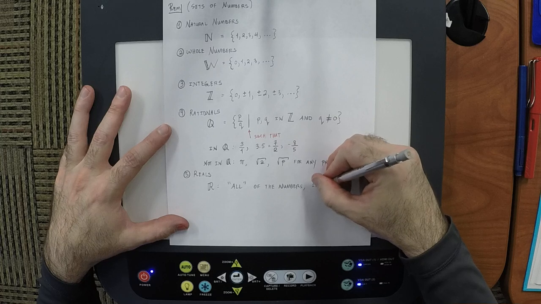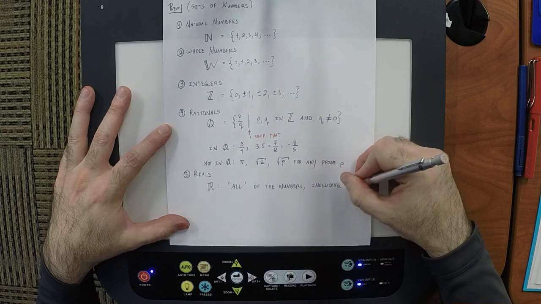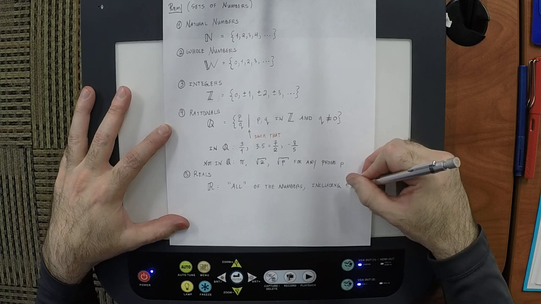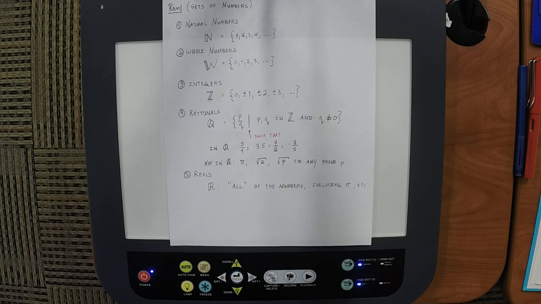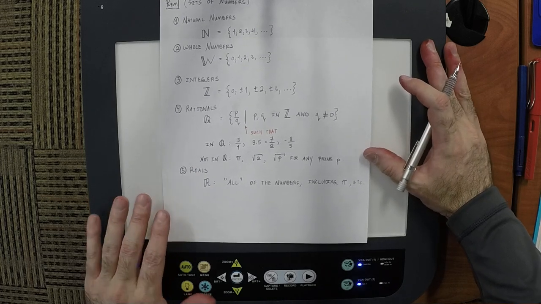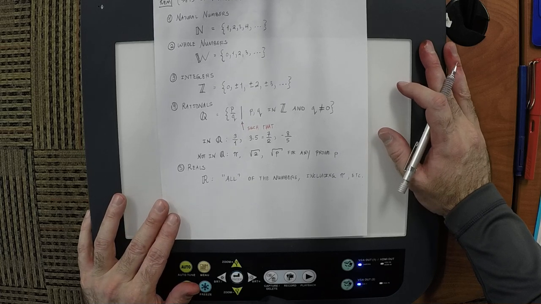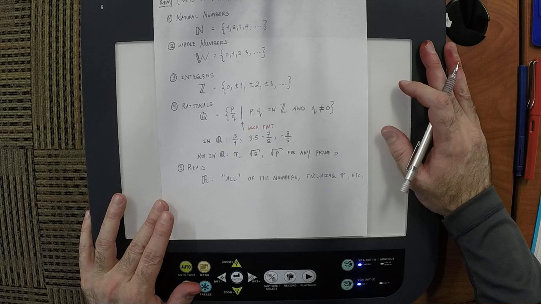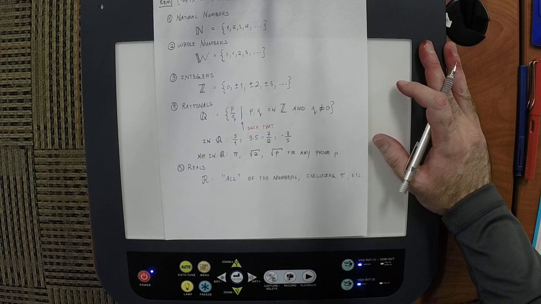Including pi and things like that. I have to write "all" in scare quotes because to a mathematician and in a math class, all has a very specific meaning. In this class, we don't have the tools necessary for me to explain exactly what is meant by all. But you can take my word for it when I say that if we're dealing with the set of real numbers, there aren't any that are left out.